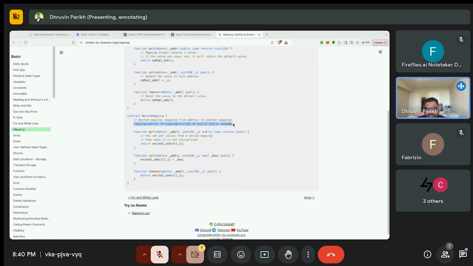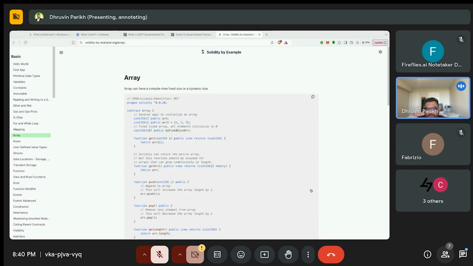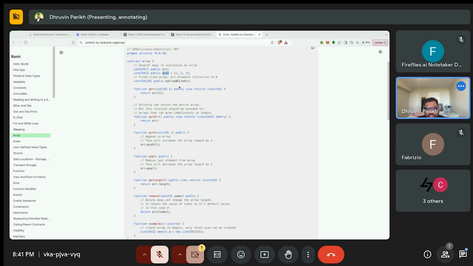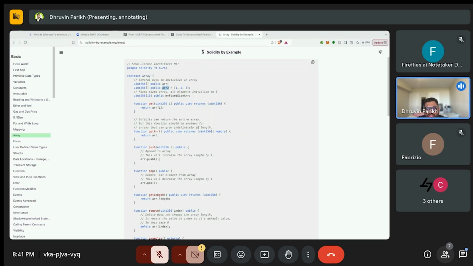You can create a nested mapping as well. And then if you talk about arrays, there are several ways through which you can initialize an array. This is a fixed size array, and they are all publicly declared. Means it is going to occupy storage on the blockchain. It's a storage variable. Here, this array is initialized right during compile time, and you can return an array. Make sure when you are returning an array, the type should always have the location specified, which is memory.